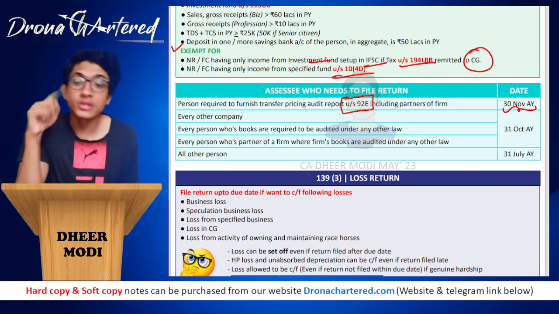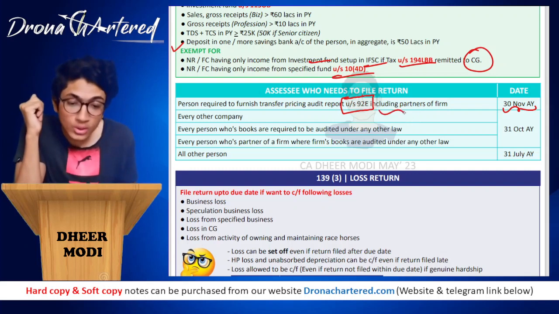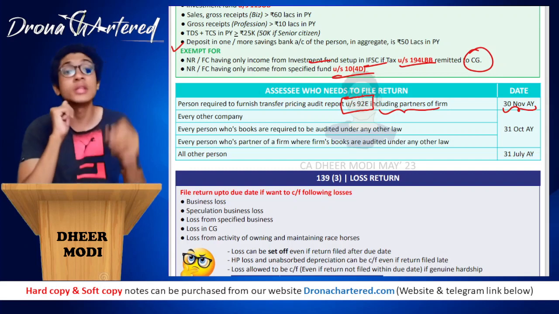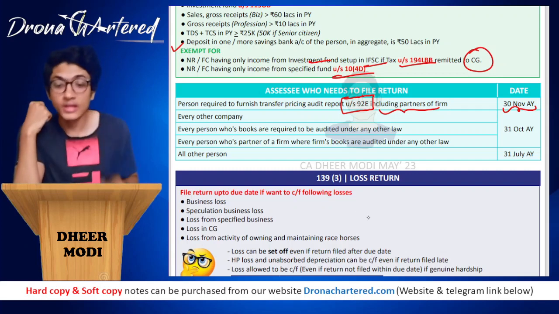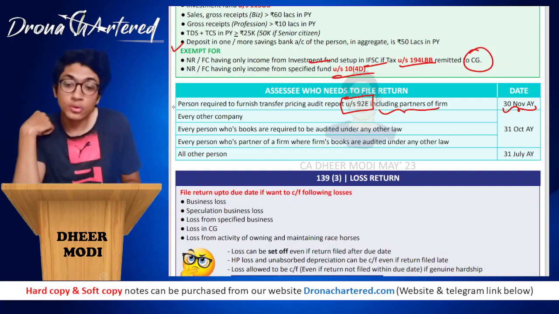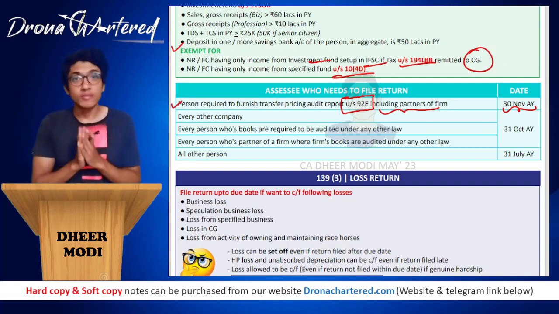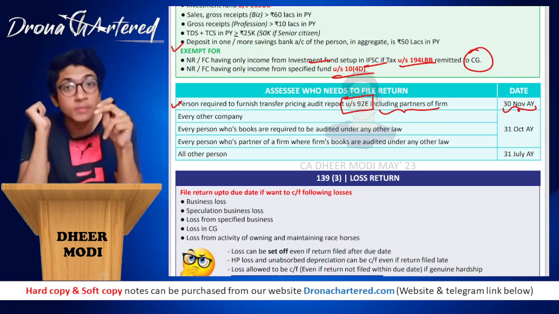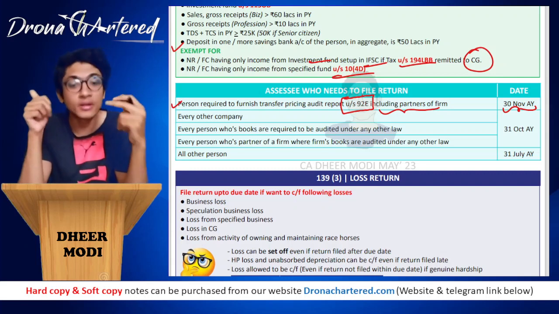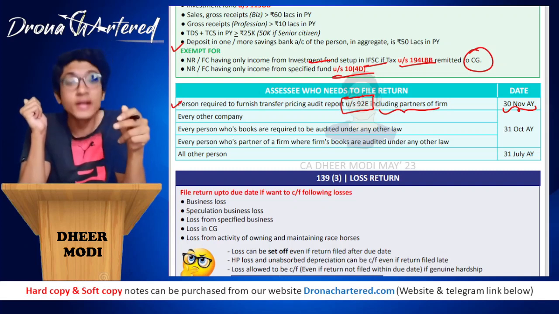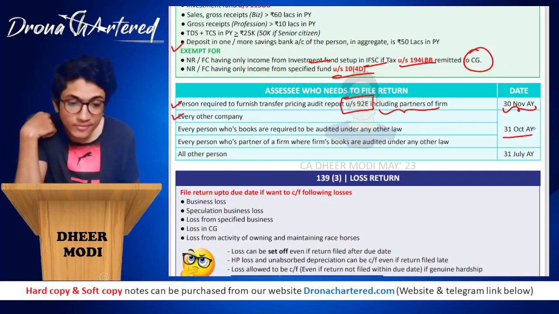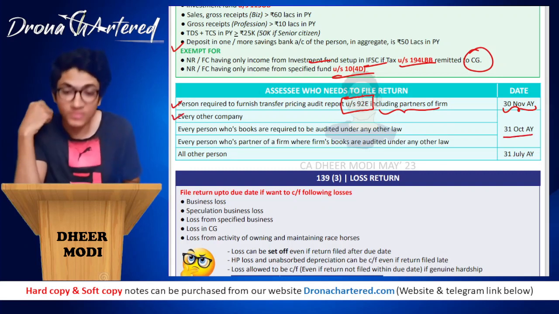And if it is a partnership firm that has to submit this report, then including all partners of the firm also, for all the partners of the firm also, the date will be 30th November. Okay, that is 30th November. So, TP report is 30th November, not the date of TP report. The people who have to file TP report, for them, the date to file return is your 30th November. For all other companies, it is your 31st October of the assessment year.